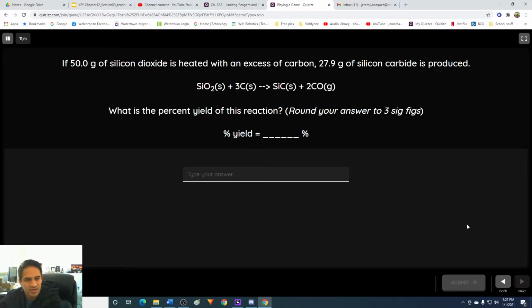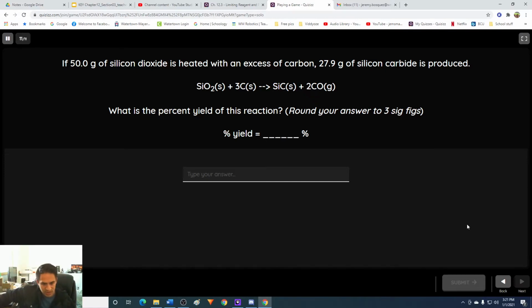All right, so I believe this is the last problem, and it's a whole new reaction. It says if 50 grams of silicon dioxide is heated with an excess of carbon, 27.9 grams of silicon carbide is produced. They give us our chemical equation. What is the percent yield of this reaction?